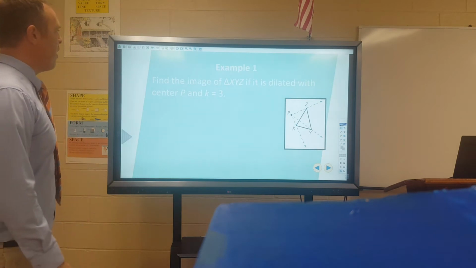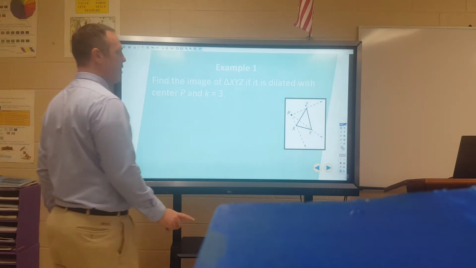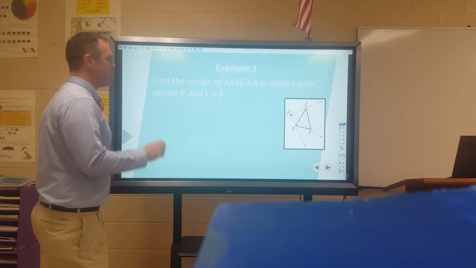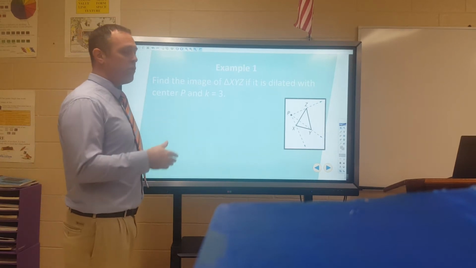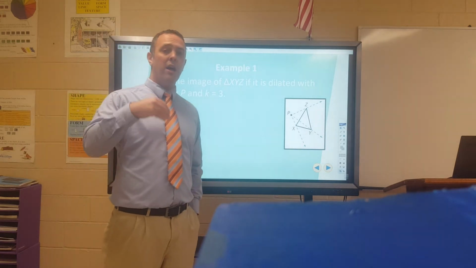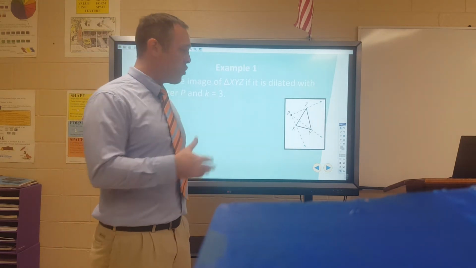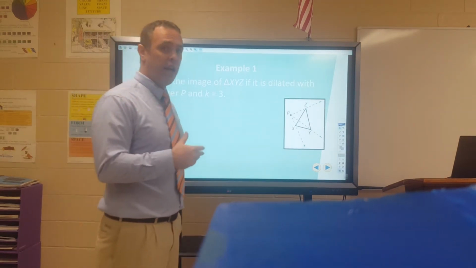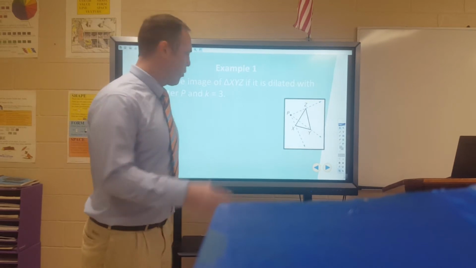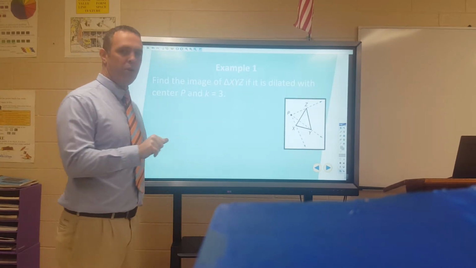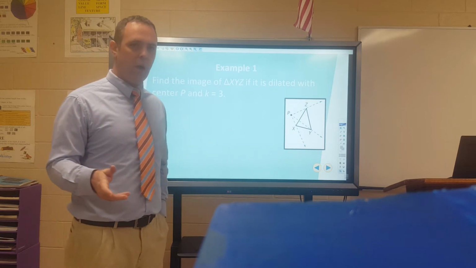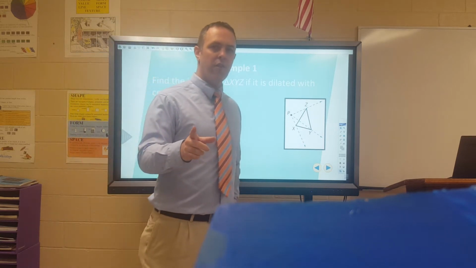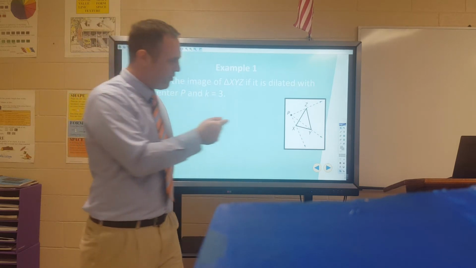All right, example number 1. Find the image of triangle XYZ if it is dilated with the center P and K equals 3. K equals 3 means I want to make every side of this triangle 3 times as large as its original. Now bear with me. I'm going to have to get to the computer to make sure the ruler's on there just right. I'll try to talk while I'm doing that. I'm going to leave the screen for a second. Don't worry, I'm all right. Just going over here to the computer.